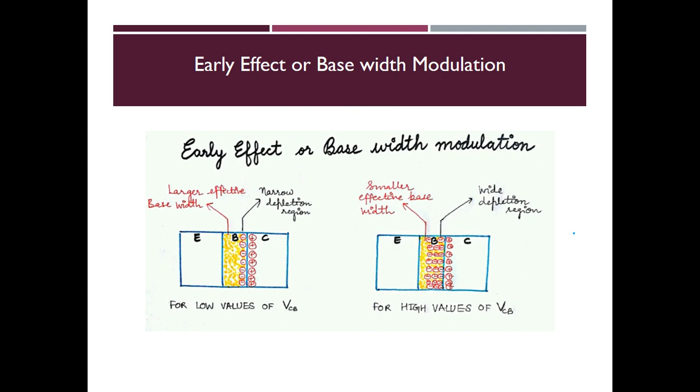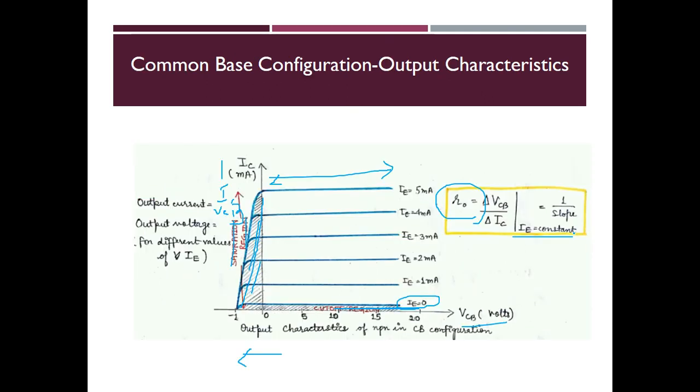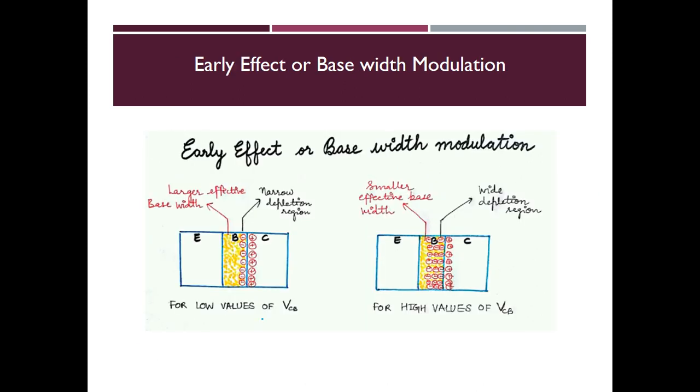Coming to the main thing, that is the early effect or base width modulation effect. In the previous output characteristics we mentioned that we will be getting the current flow, that is the ohmic region, even when the output junction voltage is reverse biased. That is because of this early effect. Now let us see what happens for lower values of VCB. We know that compared to the base, the emitter and collector are heavily doped.